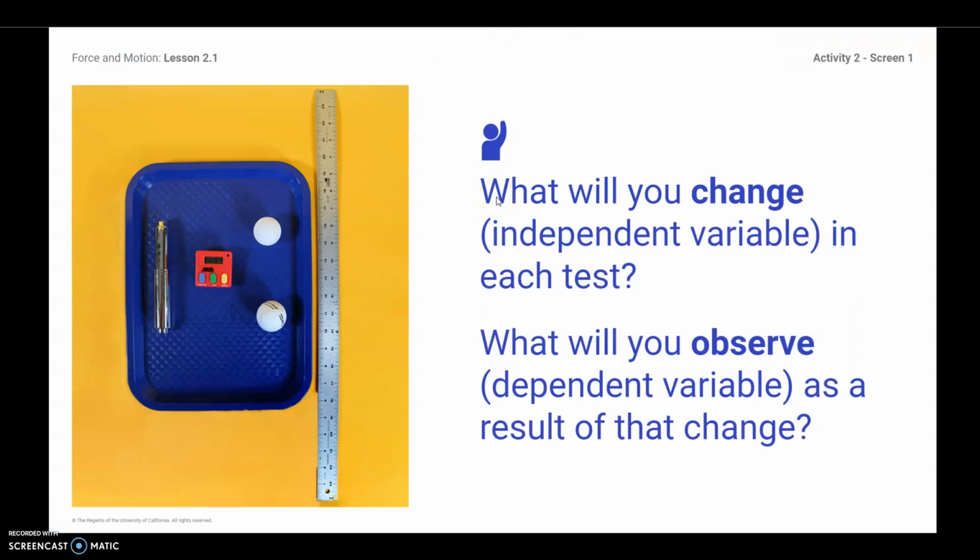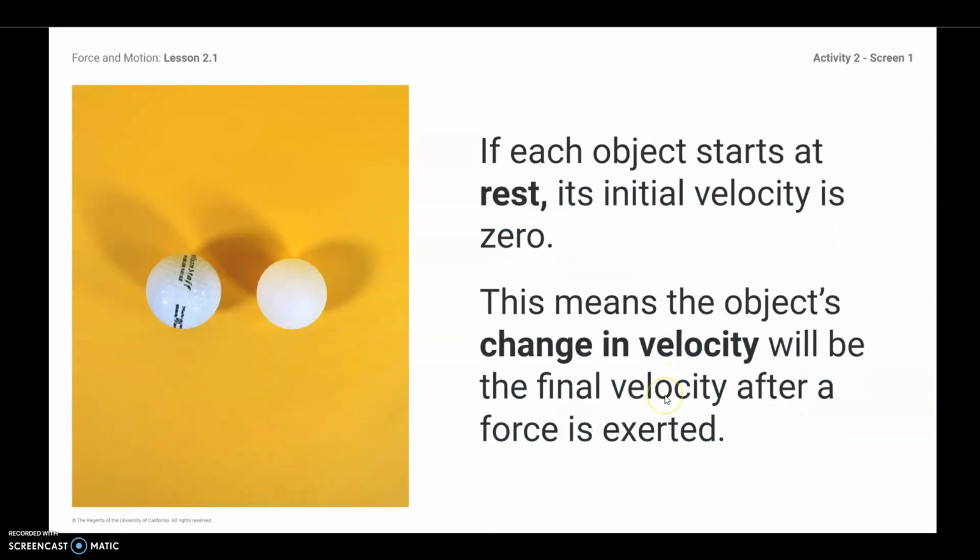So what will you change, and what is your independent variable in each test? So what you change, or what I change in each test, notice the independent starts with an I, is going to be your independent variable. So what are you going to change? What will you observe? So what's going to change as a result of what you change? So what I changed is independent. What happens because of it is the dependent variable. All right, so what is going to change because of it is going to be your velocity, absolutely.